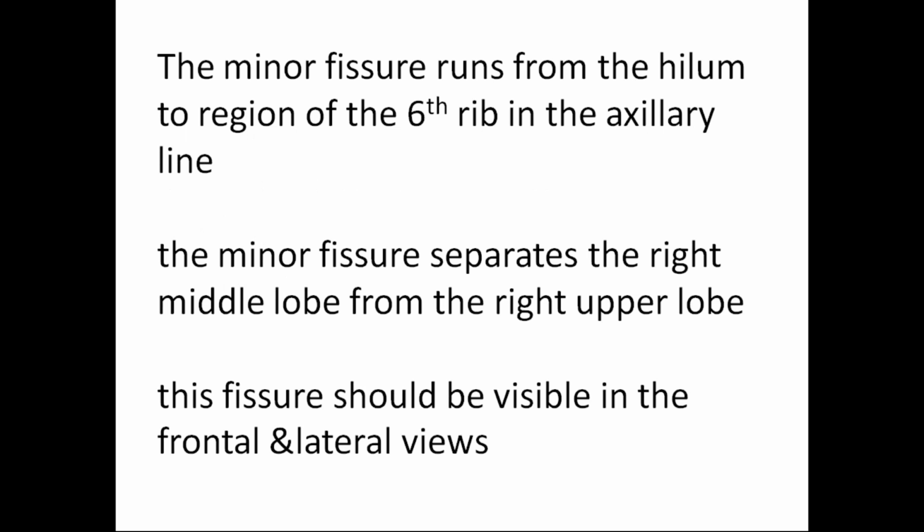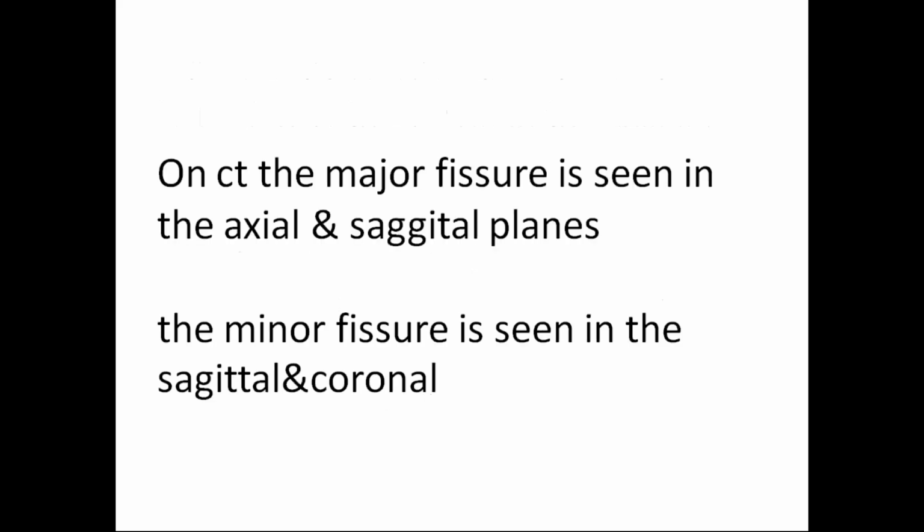The minor fissure runs from the hilum to the region of the 6th rib in the axillary line. The minor fissure separates the right middle lobe from the right upper lobe. This fissure should be visible in frontal and lateral views.